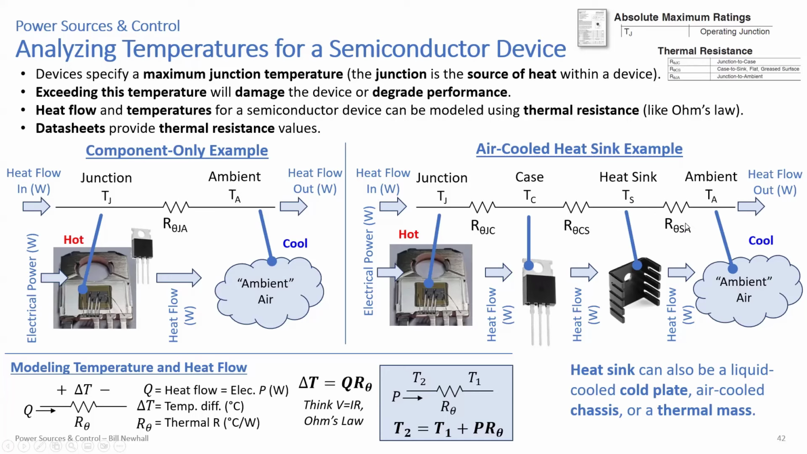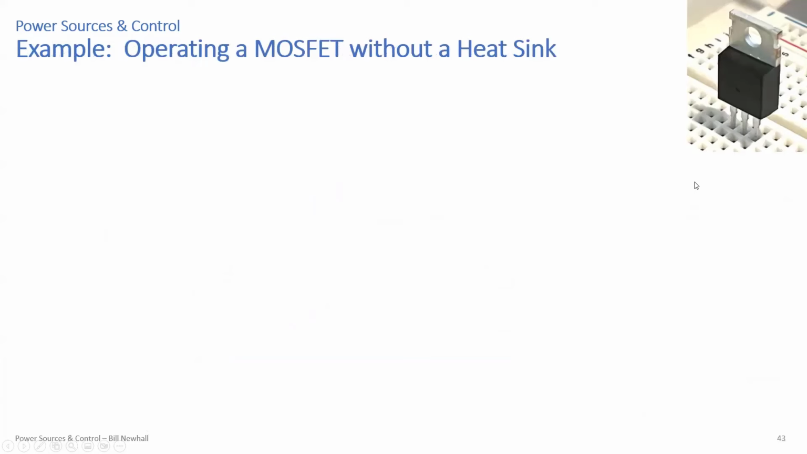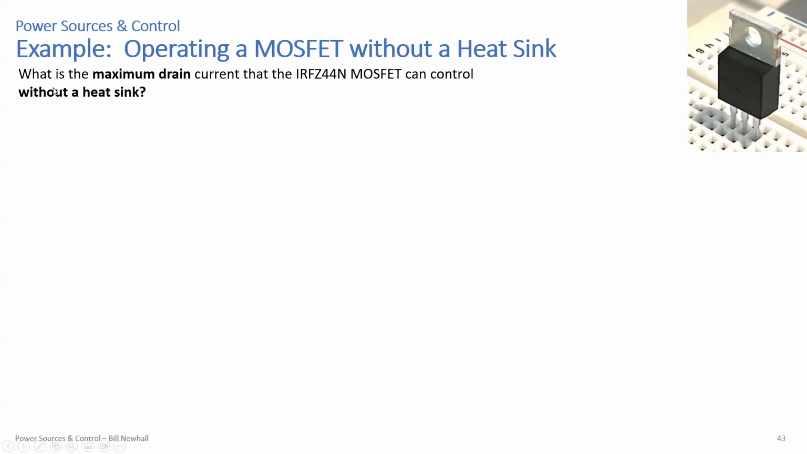So let's take a look at the case you have in lab. You're operating a MOSFET without a heat sink. And we really didn't put much thought into connecting that MOSFET to something that would cool it, because you are dealing with fairly low current, less than an amp often in your lab. But the question here is, what is the maximum drain current that this MOSFET can control without a heatsink? Right? And I mean can control without damage.